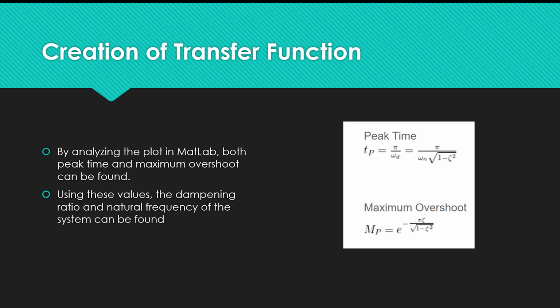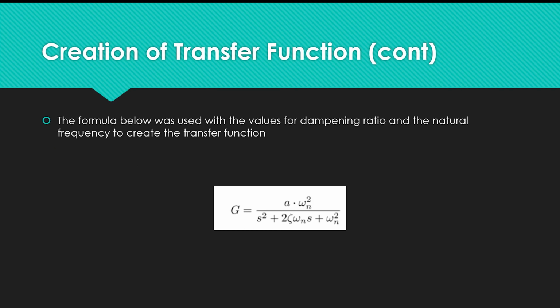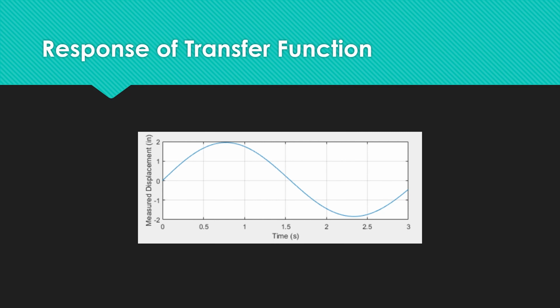So instead, I used the peak time and the maximum overshoot to find the dampening ratio and the natural frequency of the system. Once these values were found, they were plugged into this function below to create the transfer function for the club. This is the response of the transfer function to an impulse acting at 0 seconds.